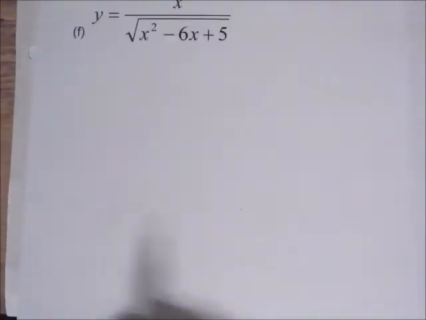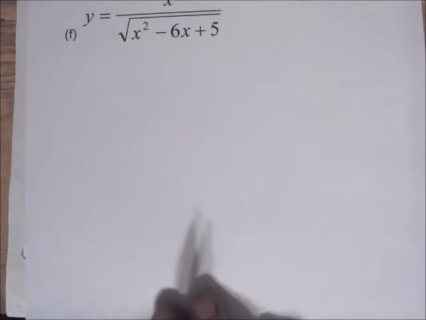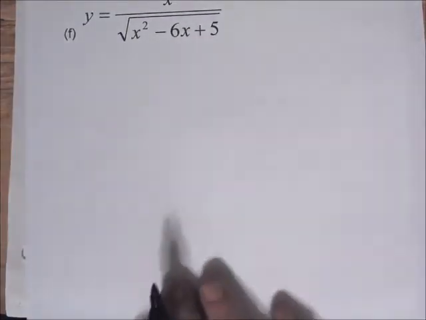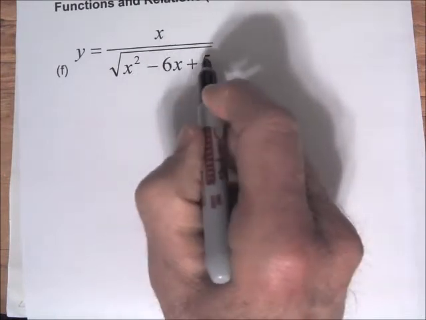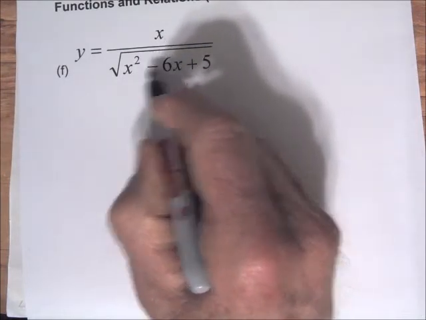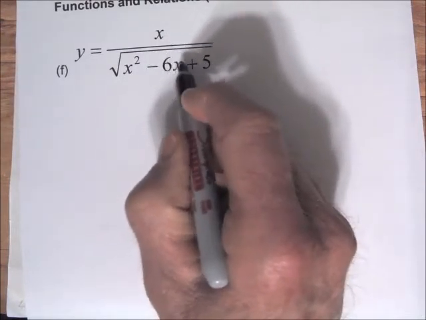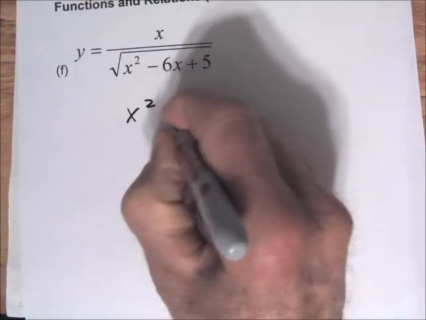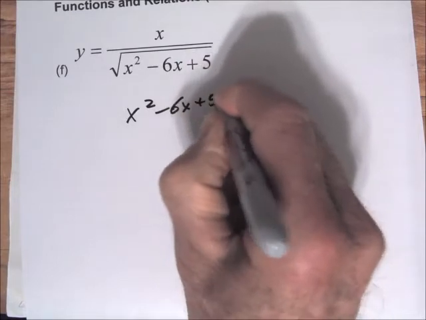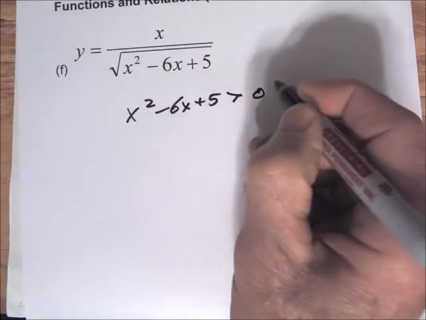Okay. Another example. This has a denominator and a square root. So the denominator cannot be 0. So this expression on the bottom cannot be 0. It also can't be negative because it's under a square root. So x squared minus 6x plus 5 has to be strictly greater than 0.